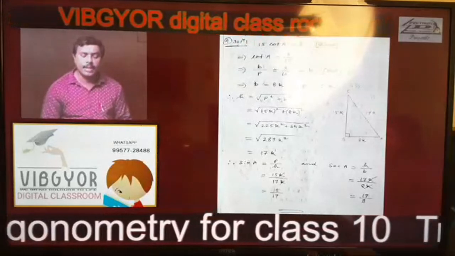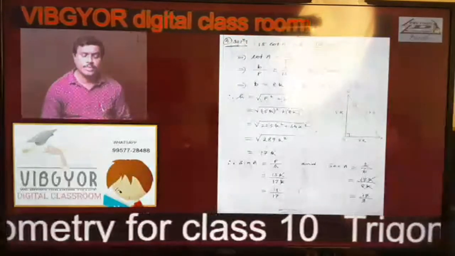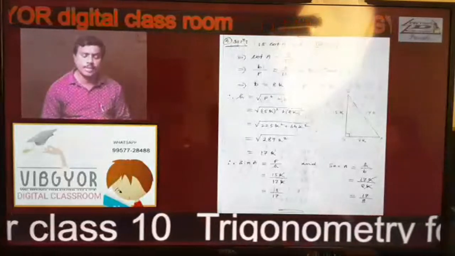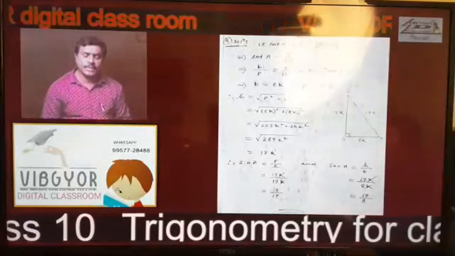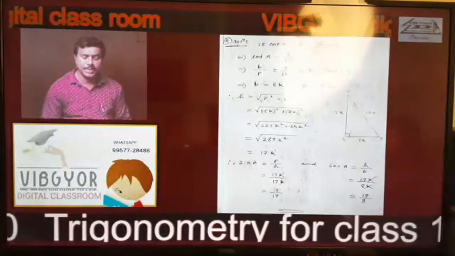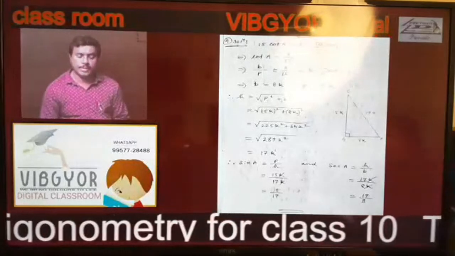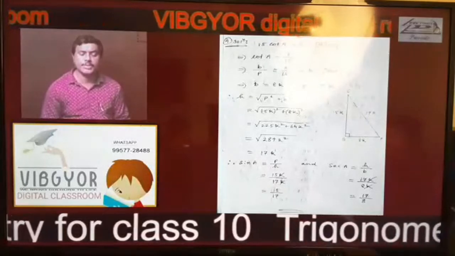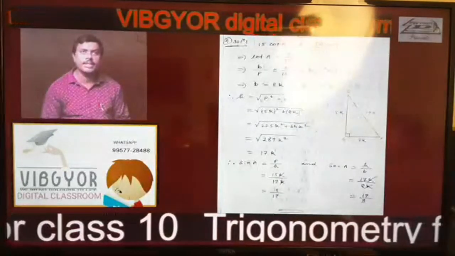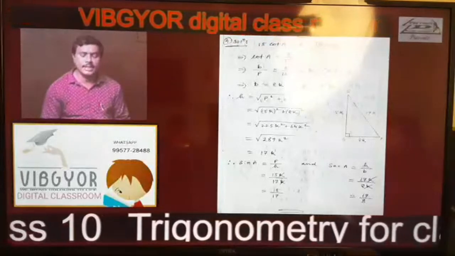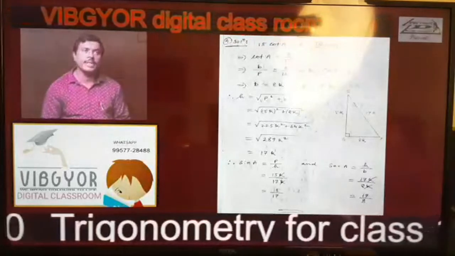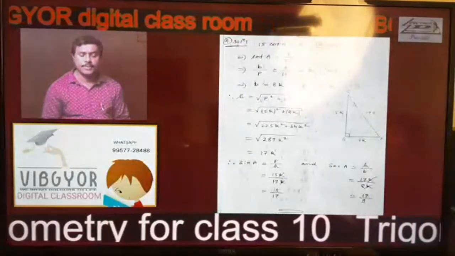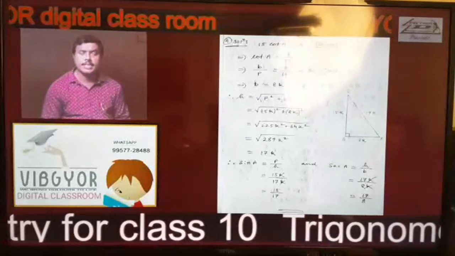P value is 15K, so we will write 15K square plus the value of B is 8K, so we will write 8K square. 15 15s are 225. So 15K whole square means 225K square plus 8K whole square means 8 8s are 64, so it will be 64K square. 225K square plus 64K square is equal to 289K square. So square root of 289K square is equal to 17K. That means we have the value of hypotenuse as 17K.